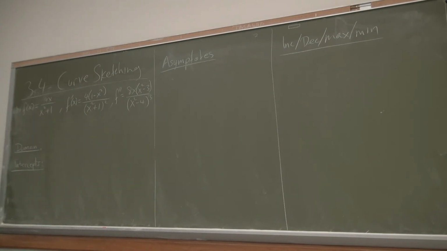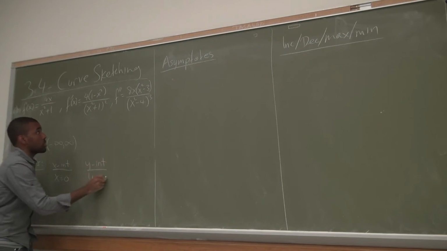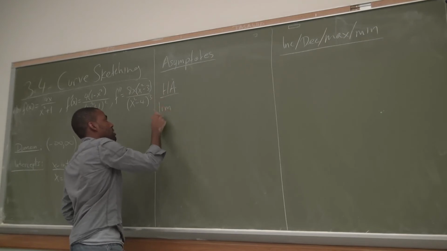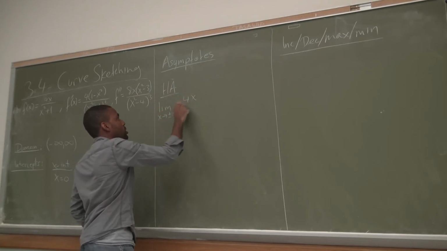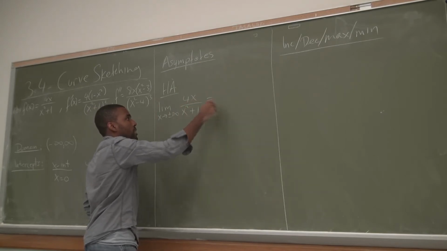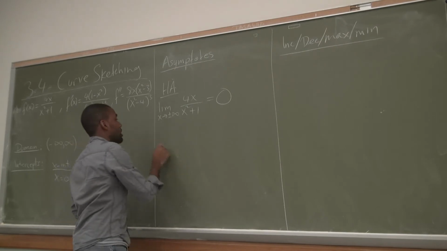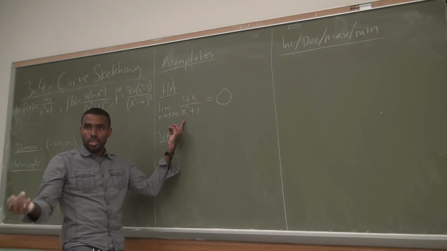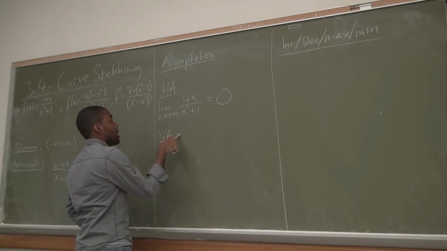Okay, domain. All real numbers. Intercepts. What's the x-intercept? 0. X equals 0. What's the y-intercept? 0. Y equals 0. Horizontal asymptotes. Okay, the limit as x approaches plus or minus infinity of 4x over x squared plus 1. The answer is 0. That took way too long. Okay, the power on the bottom is higher. Whenever that happens, it goes to 0. Okay, vertical asymptotes.